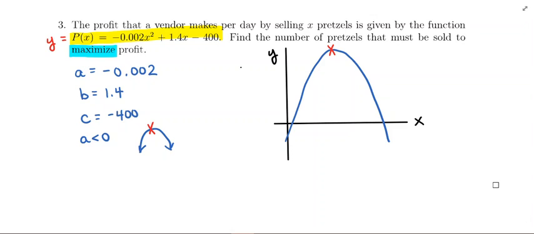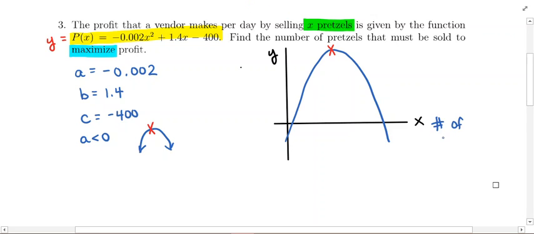If you read the question, it says the profit that a vendor makes per day by selling x pretzels. So the x-axis, the variable x, is going to represent the number of pretzels. You need to be really specific when you're thinking of your variables. X doesn't just represent pretzels, because what about the pretzels? Is it the number of pretzels? Is it the number of calories in a pretzel? There could be different meanings, so you want to be specific.